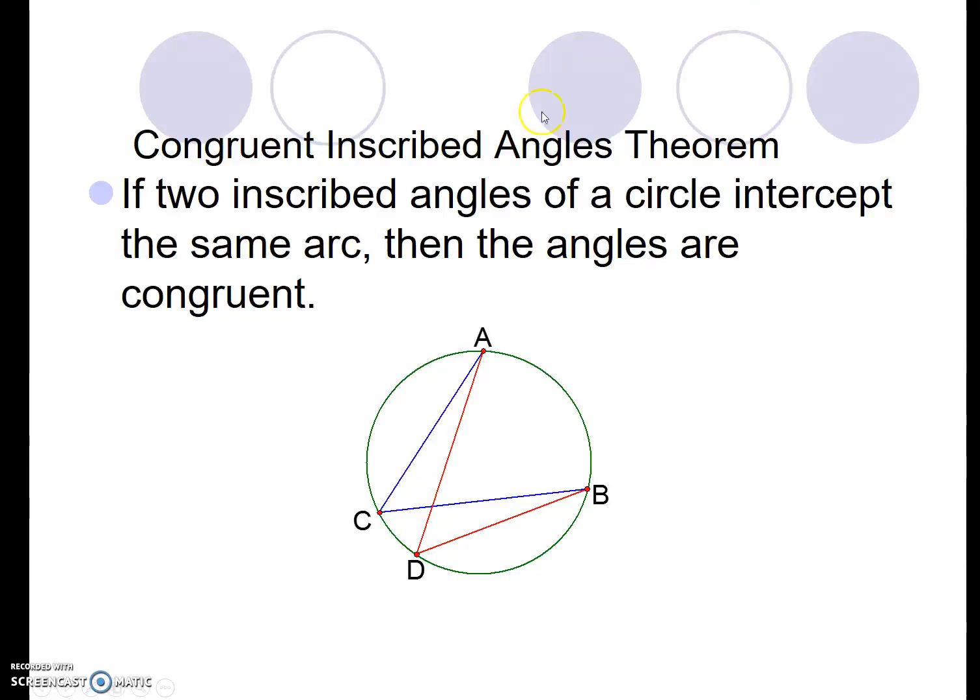So let's think about this, okay? Let's say these red lines weren't here, and this arc AB was, say, 60 degrees. Well, if I asked you to find angle C, then you would say, okay, 60 divided by 2 is 30. So I see that angle C is 30.